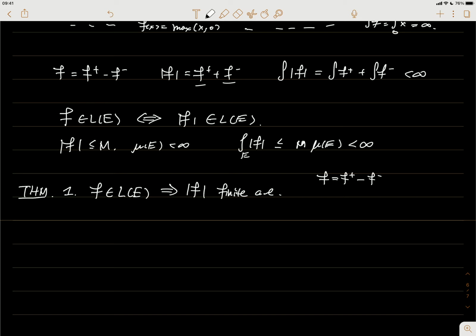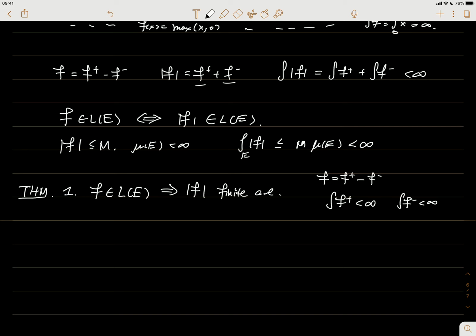Oh, I'm sorry. If f is integrable, that means both f plus and f minus have a finite integral. So this must be finite, and this must be finite as well. And both of them are non-negative functions. And we showed before that if a function is non-negative and the integral is finite, then f plus must be finite almost everywhere.